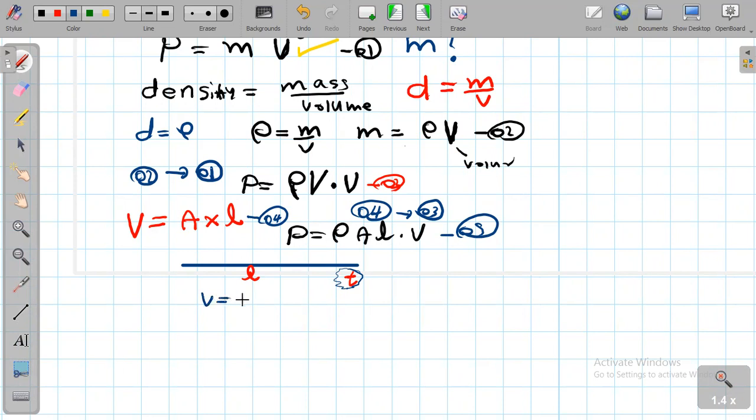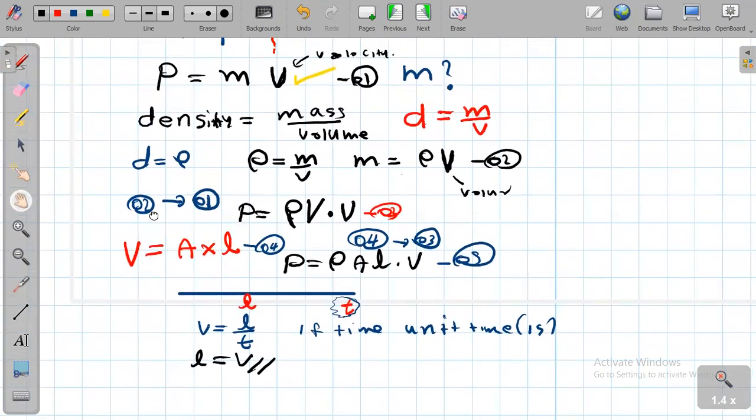We know that velocity equals length over time, right? If time is unit time, what is unit time? 1 second. So can't we take L as V itself? Just let me know. Can't we take L as V? Which is a really important logic.